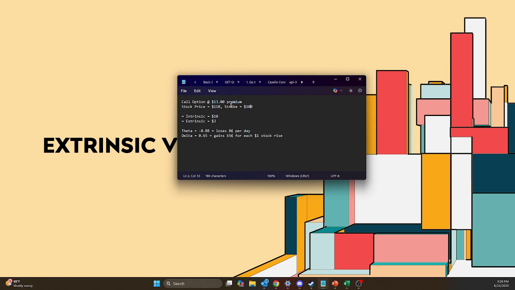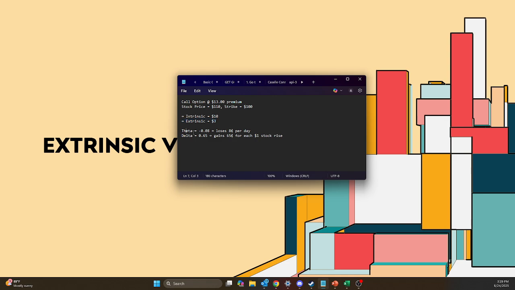$1,300 for that premium. We are currently in the money because our strike is 100, our stock price is 110. We are obviously expecting it to go to at least 113 to make our money, right? But our intrinsic value is $10. Our extrinsic value, which is what we're betting on, the true premium that we paid for the contract, is $3.